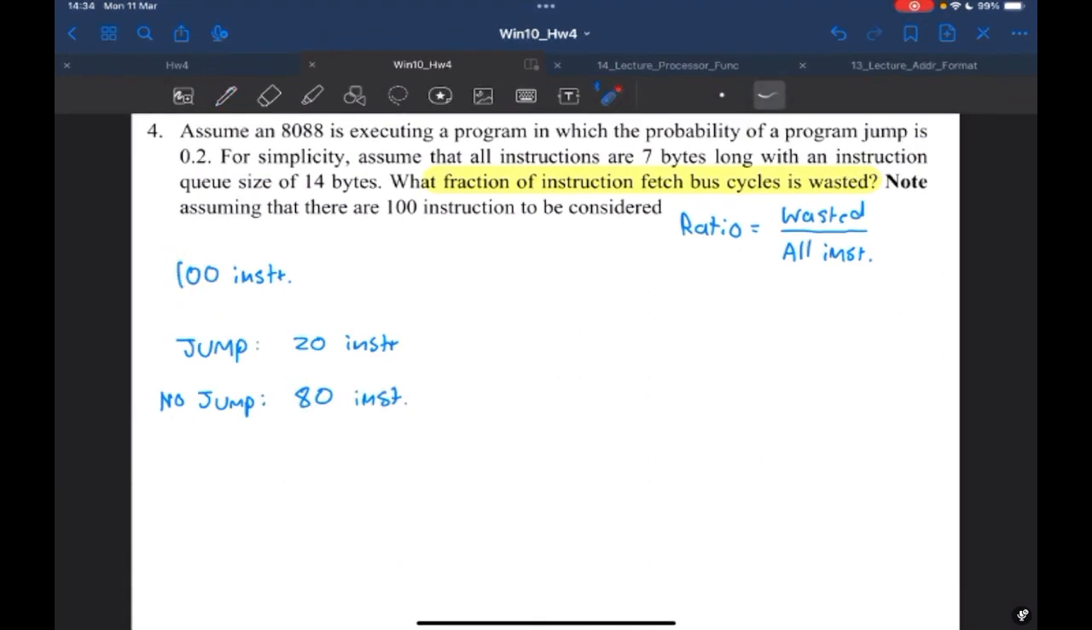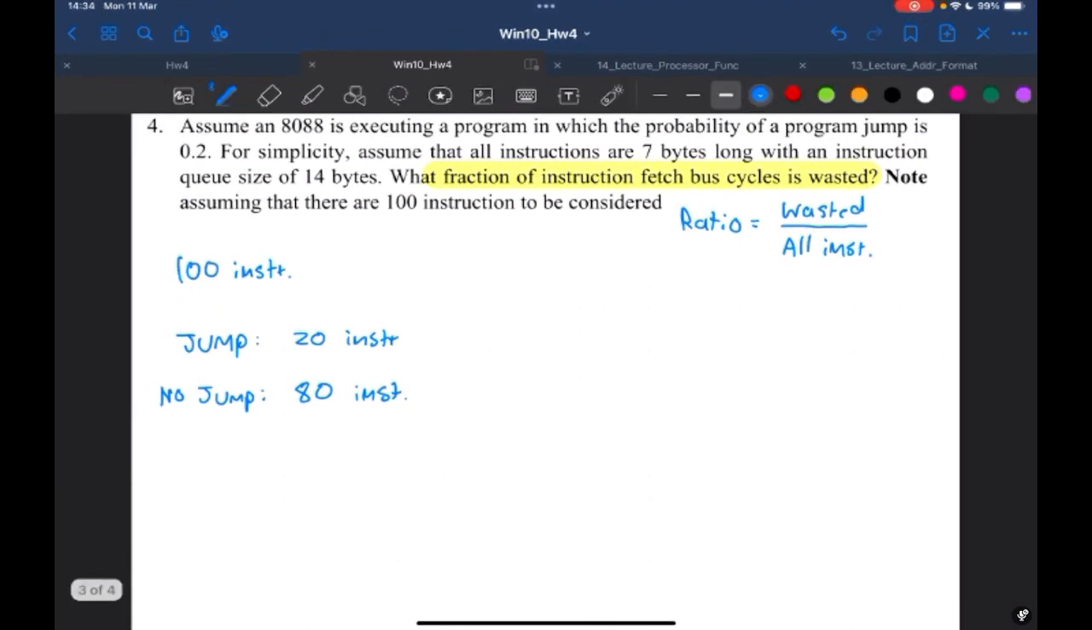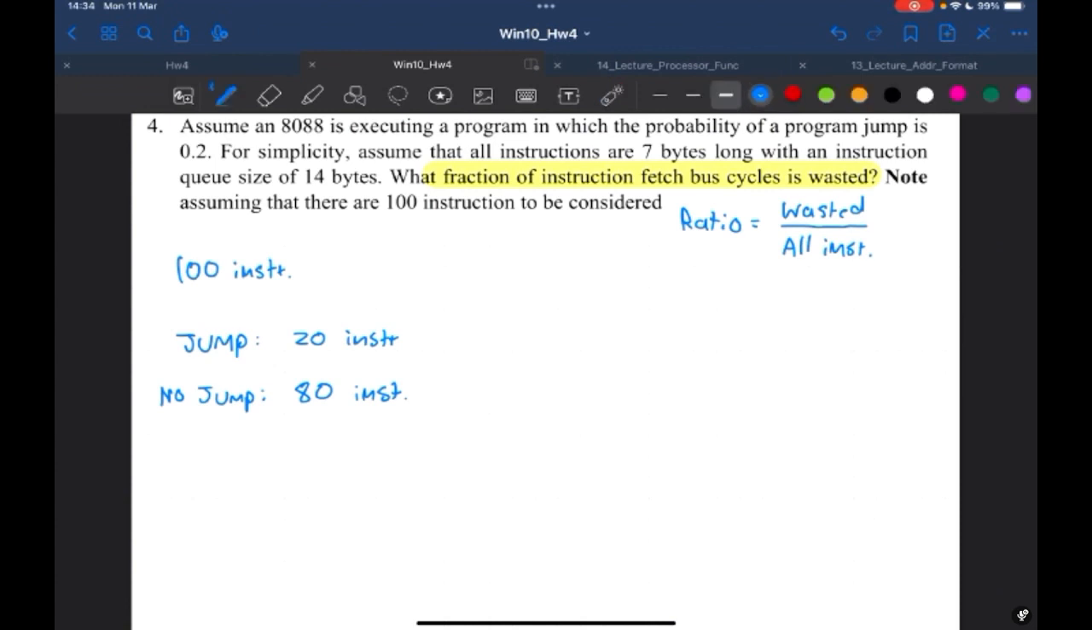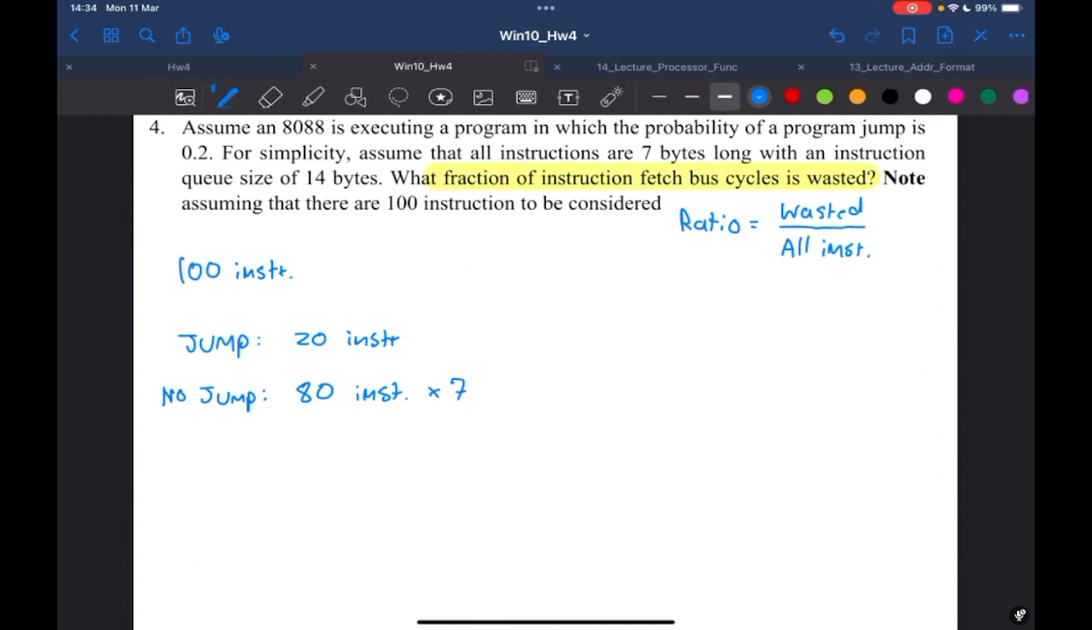100. And so what happens here is we're trying to figure out how many bytes it takes for wasting and all. Well, we basically determine it by this: if we have no jump, we don't waste anything. One instruction is 7 bytes long, and so we just multiply it by 7 bytes. Whatever we get here would be the answer for no jump.